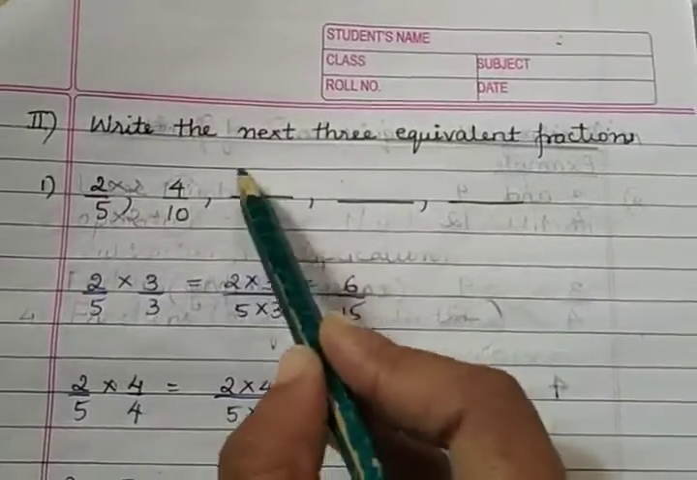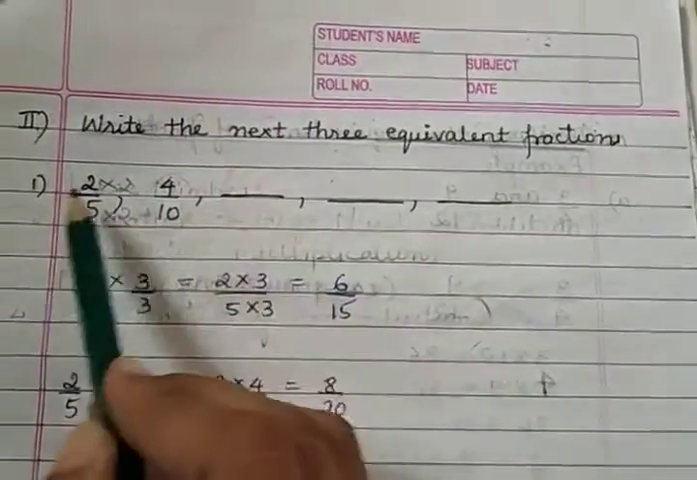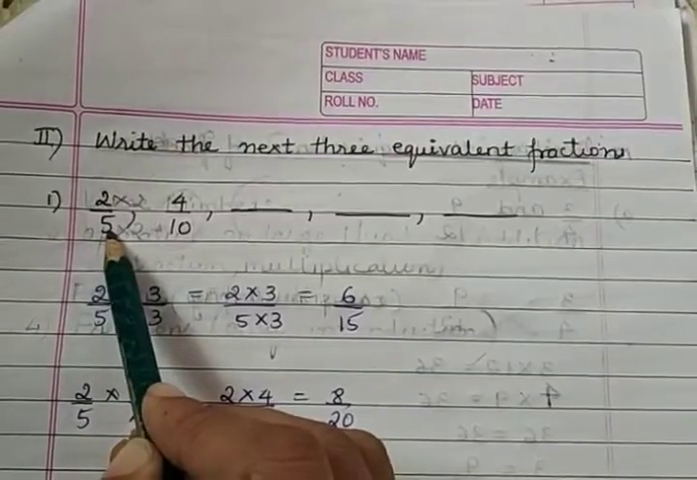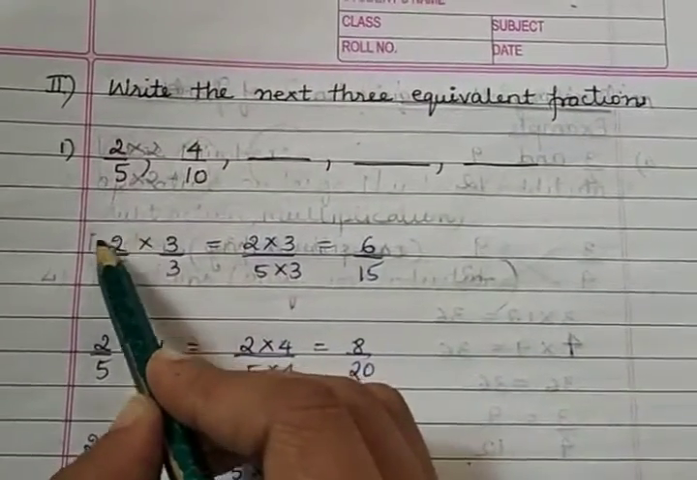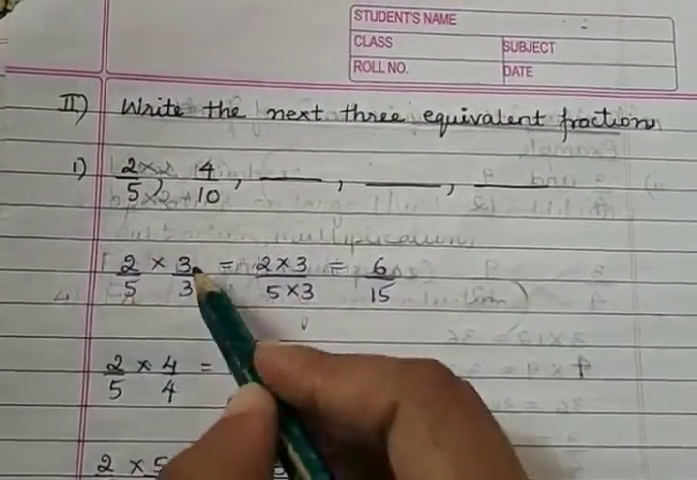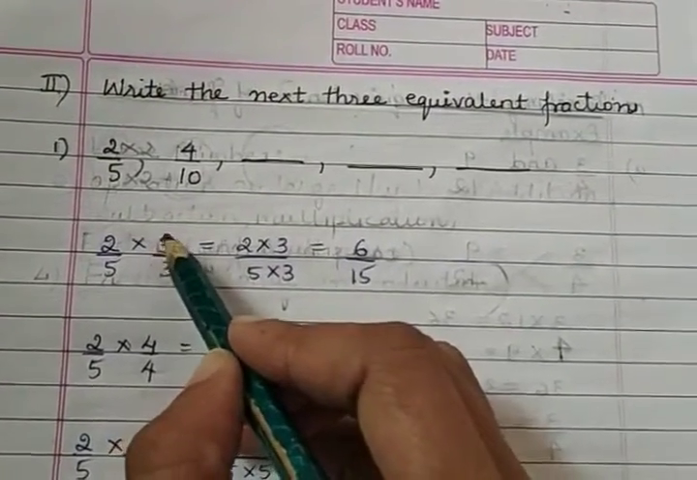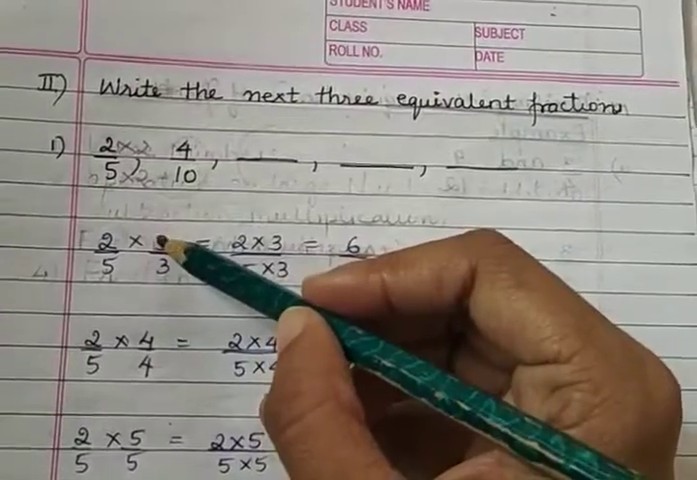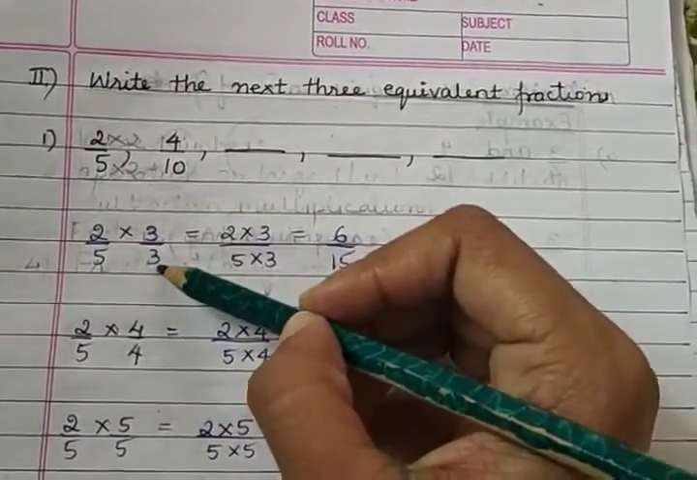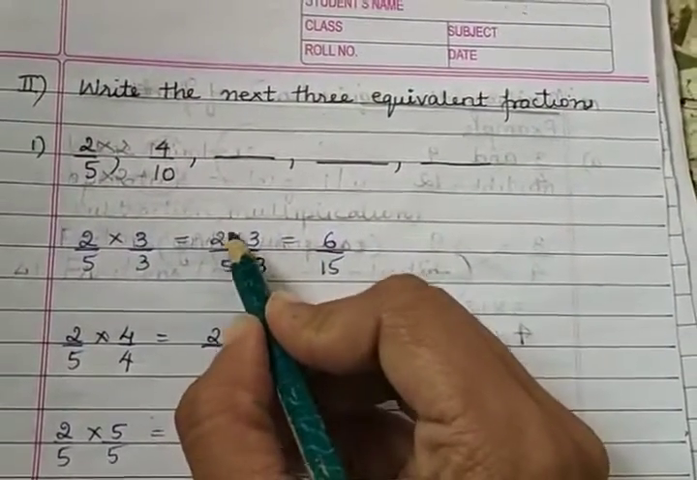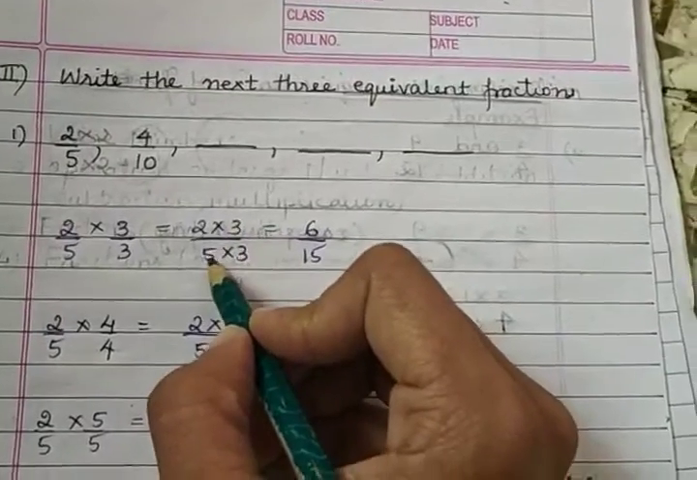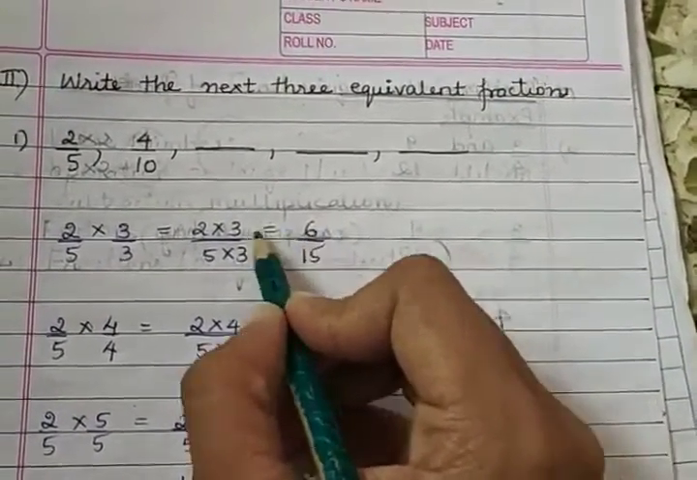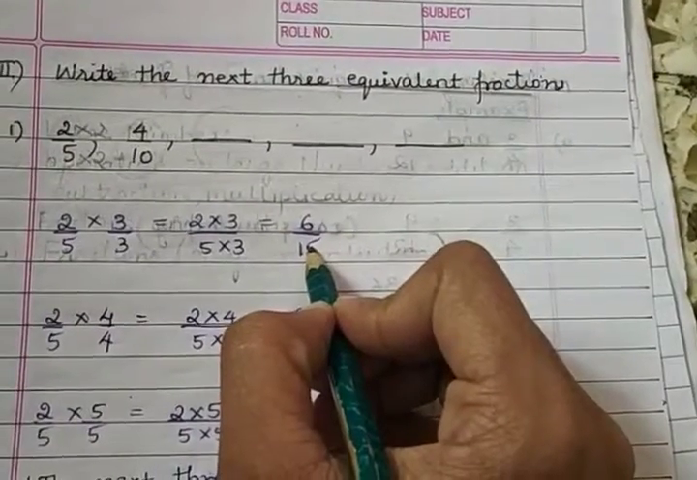So now to find this equivalent fraction, which number do you have to multiply this fraction 2 upon 5 by? You have to multiply 2 upon 5 by the number 3, correct? So you multiply by 3. So you are multiplying the numerator as well as the denominator by 3. So you get here 2 multiplied by 3 upon 5 multiplied by 3. So in the numerator you have 6 upon 15.